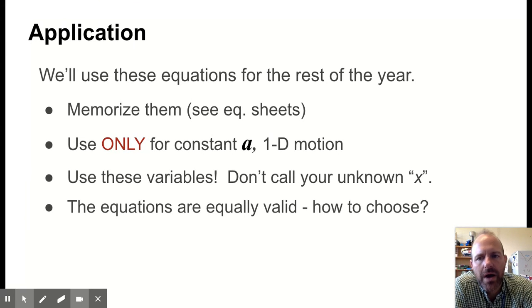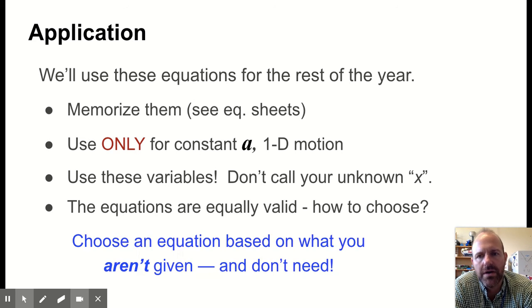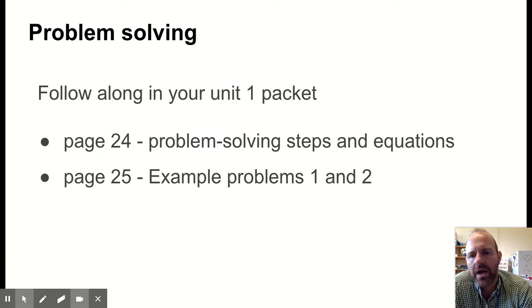How do we apply this? Well, you'll probably end up memorizing them because you use them so often. Remember, only use them for constant acceleration, one dimension at a time, and use the variables that are in the equations. Don't swap out and call the unknown x, because if your unknown is velocity, it's going to cause lots of confusion. They're all equally valid, and how do we choose? Well, we choose based primarily on the variable that we either don't need or can't find.